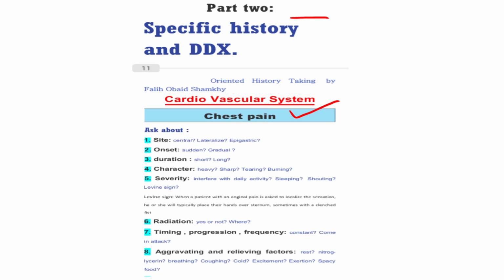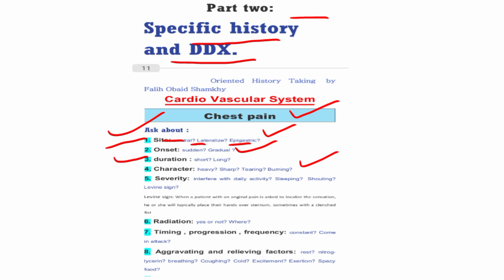This is part 2, specific history and differential diagnosis. First, ask the patient about the site of the pain. If there is pain in the central, lateral, or epigastric area, ask the patient about the site of the pain. Onset, if it is gradual or sudden, duration short or long, and its character is most important. If there is burning pain, tearing pain, sharp, heavy, and the severity of the pain, if it interferes with daily activities, sleeping, shooting. Levine sign.